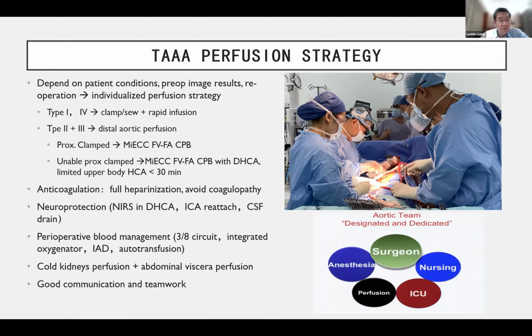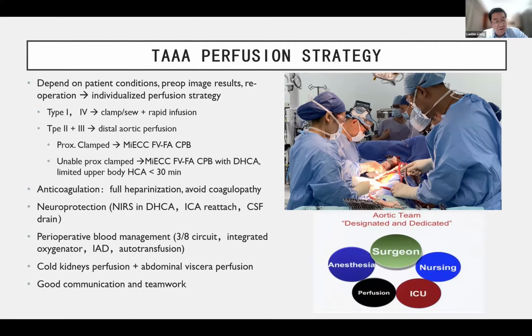For type 2 and type 3, which involve a broader area, we use distal aortic perfusion. If the proximal thoracic aorta can be clamped, then we use a MEAC system, like a femoral vein and femoral artery cardiopulmonary bypass. But if the patient's proximal thoracic aorta cannot be clamped, we usually use femoral vein and femoral artery full bypass with deep hypothermic circulatory arrest. Then we try to limit the upper body arrest time to less than 30 minutes.